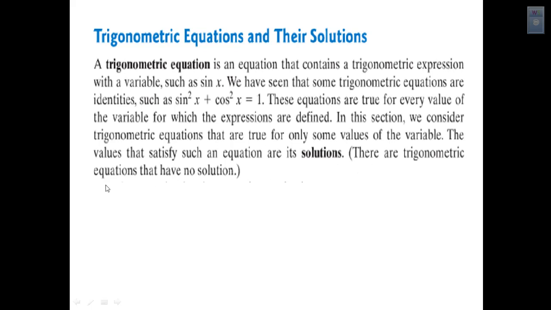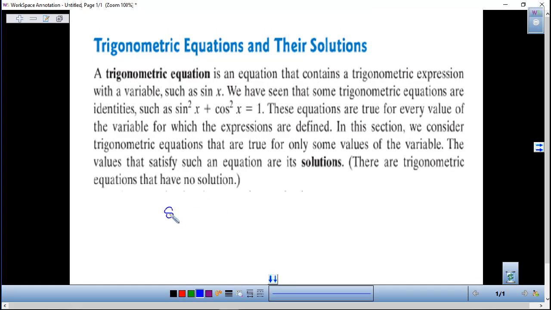Now, there are trigonometric equations that have no solution. For instance, sine x equals 2. There is no angle you can put here, because remember, the sine value of any angle is going to be between -1 and +1. So this equation has no solution because there is no value of x you can plug in where sine x is going to equal 2. So that's an example of a trigonometric equation that has no solution.